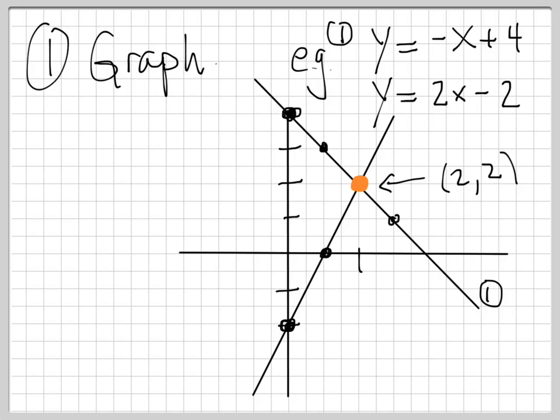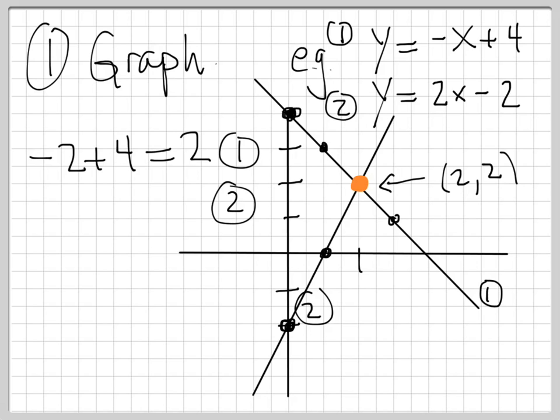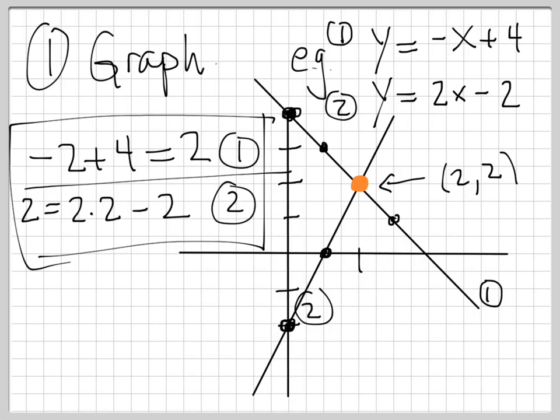And you can check. Negative 2 plus 4 does equal 2. And so that's the check for equation 1. And the check for equation 2 is that 2 equals 2 times 2 minus 2. And so they both check out just fine. So graphing's fine, except it's messy, it takes a lot of time, and it's not the best.